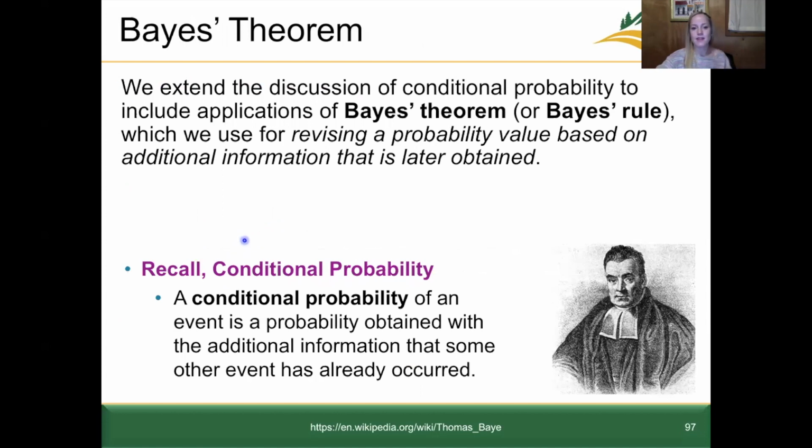Okay, now the last part of 4.3, we're going to talk about Bayes' theorem. Here we're going to extend this discussion of conditional probability that we've been talking about to applications of Bayes' theorem or Bayes' rule. We use this theorem or this rule for revising a probability value based on additional information that's later obtained. I just included this definition here of conditional probability so you'd have it on the same slide.